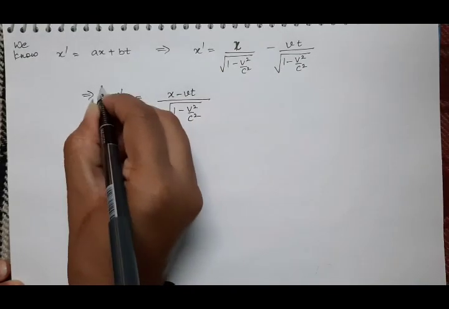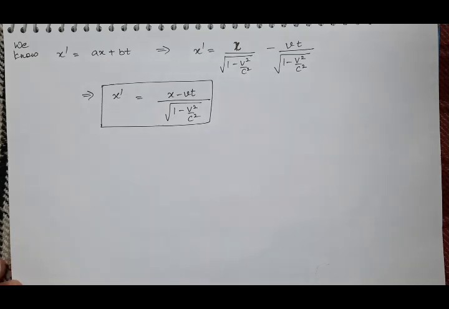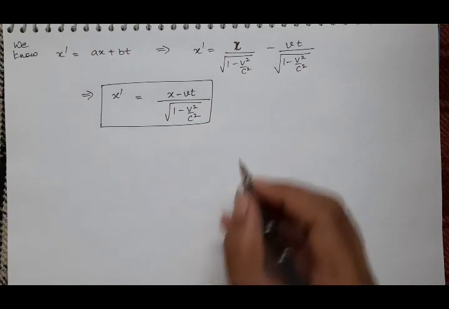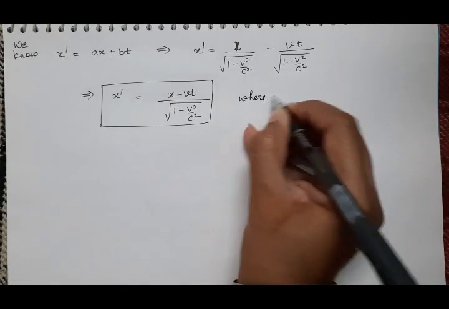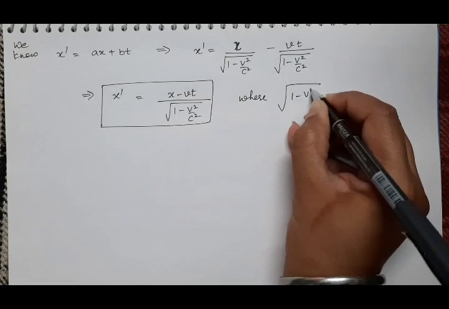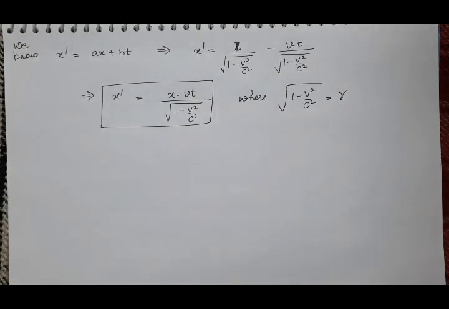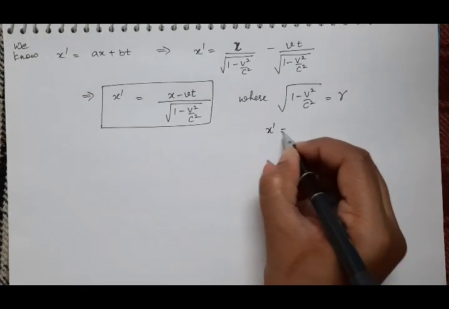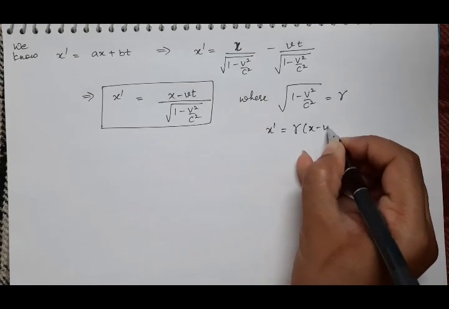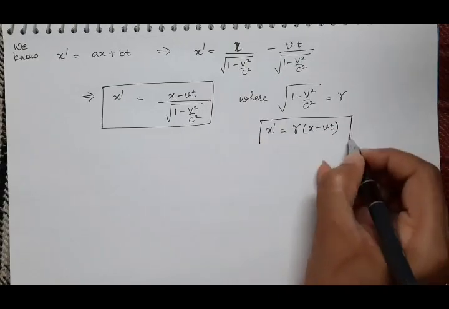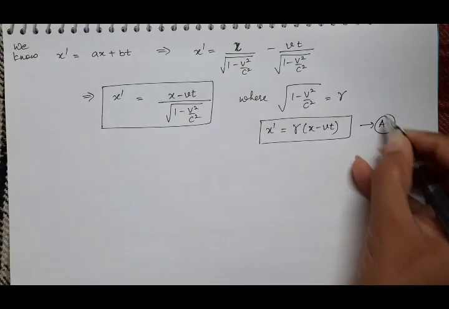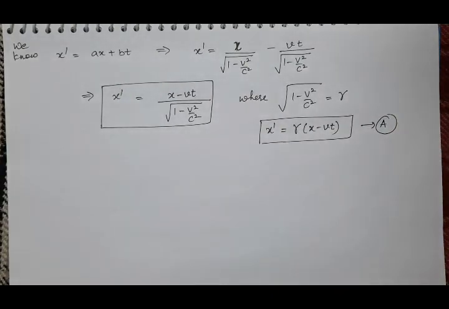So this is the Lorentz transformation equation from S frame to S dash frame, or from x to x dash, and where this root 1 minus V square by C square, suppose it is equal to gamma. So it is written that x dash is equal to gamma into x minus VT, and suppose this is equation A, where this gamma is equal to root 1 minus V square by C square.